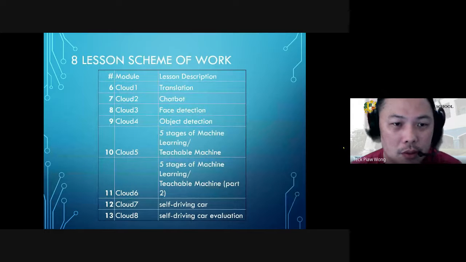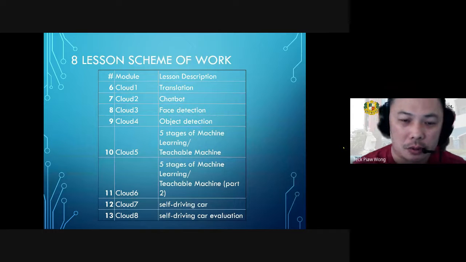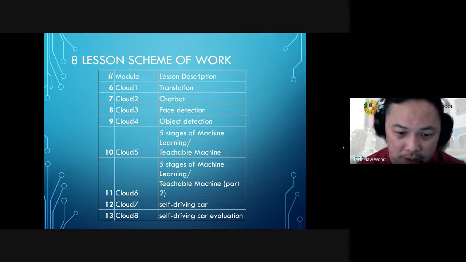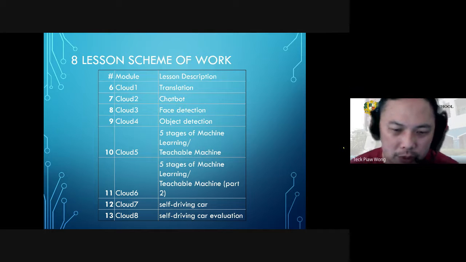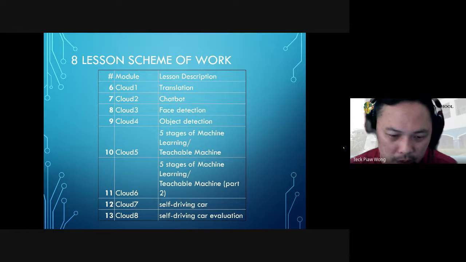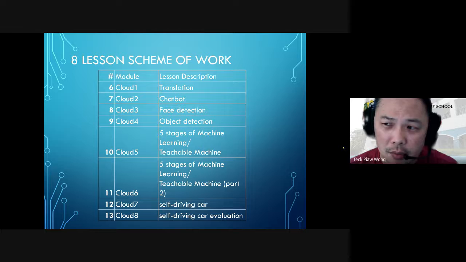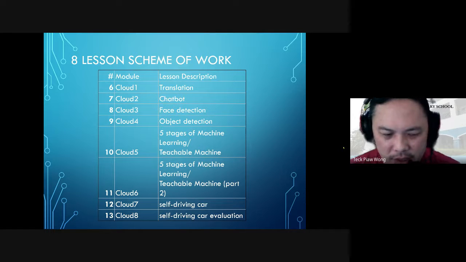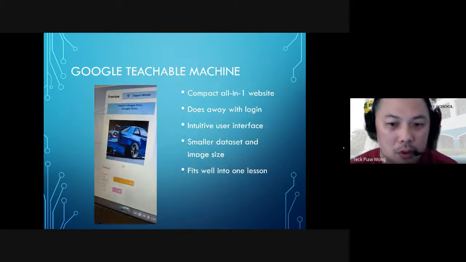And so this is what the 8-lesson scheme of work looks like. Basically, in lesson 1, we're working on translation, and for lesson 2, chatbots, face detection, object detection. For lessons 5 and 6, we're looking into the 5 stages of machine learning and incorporating the Google Teachable Machine as a means of having the students train their own AI model in image and object recognition. That also will be a springboard to lessons 7 and 8, where they incorporate their own trained models into a car that recognizes direction cards in maneuvering the car around.